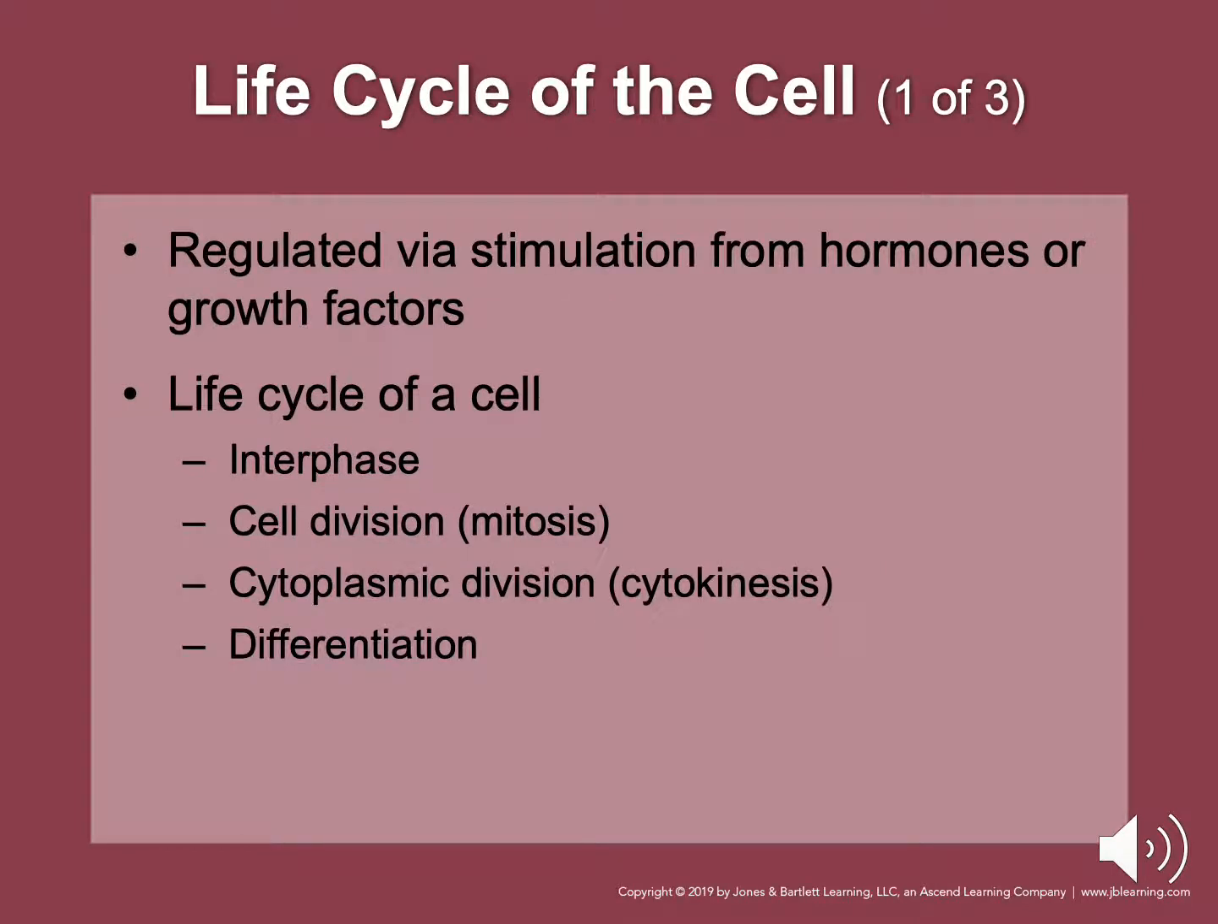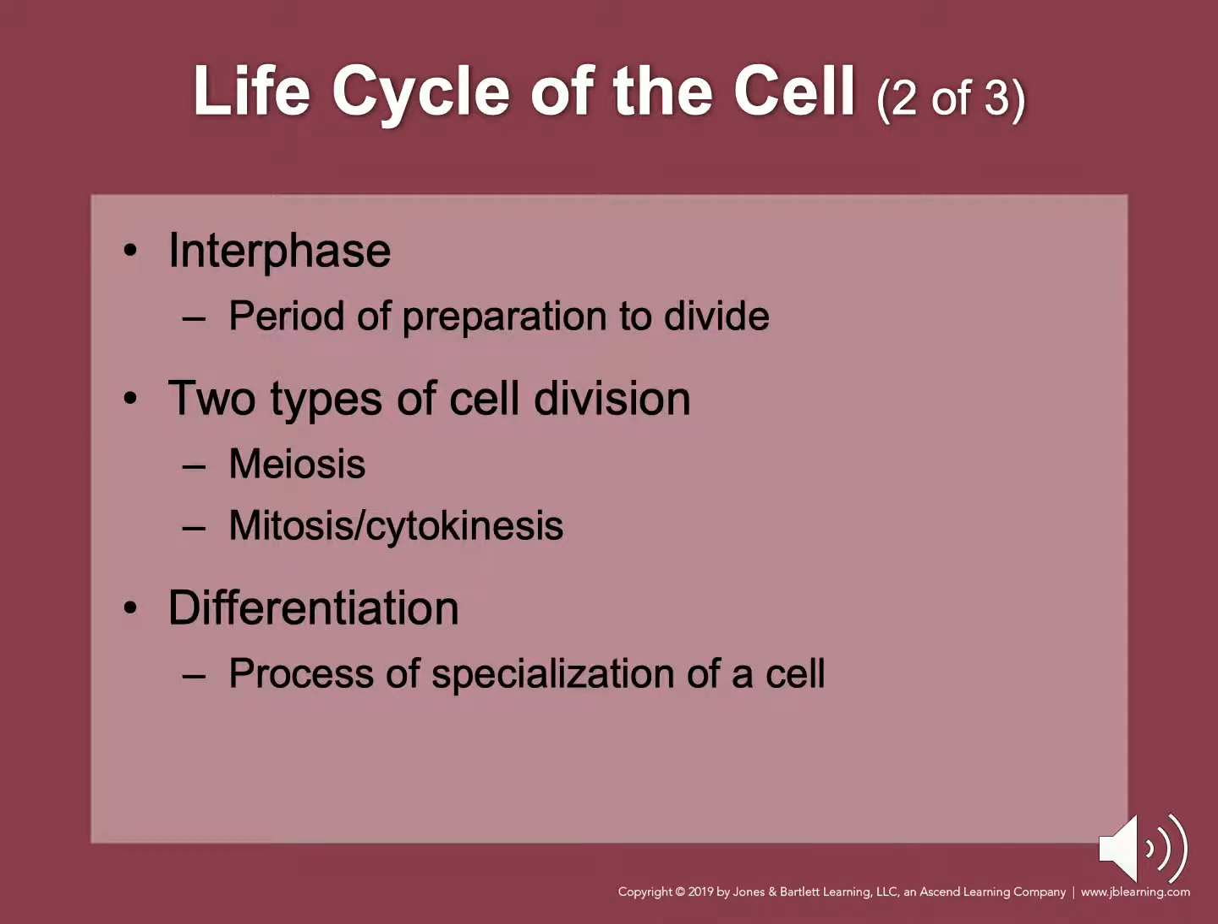All right, the life cycle of the cell is regulated via stimulation from hormones or growth factors. The life cycle is made up of interphase, where the cell prepares for division, and mitosis, the process in which the cell divides itself, followed by cytoplasmic division, called cytokinesis, and differentiation. Interphase is the period in preparation to divide. The cell manufactures new living material and replicates its own genetic material.